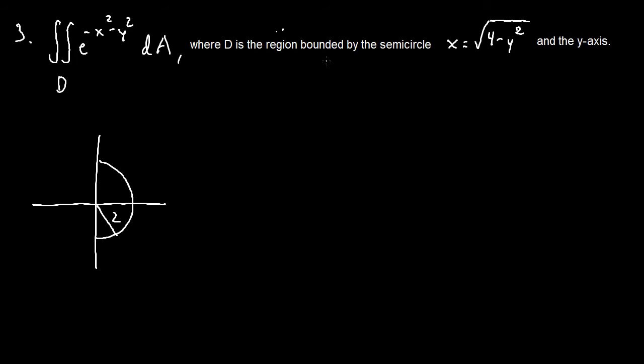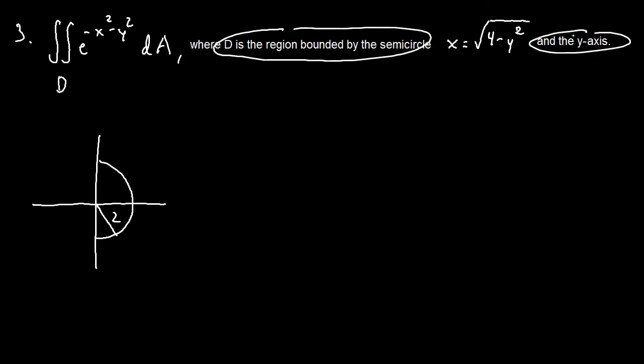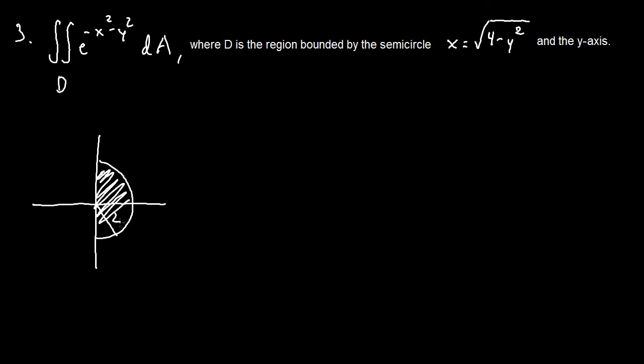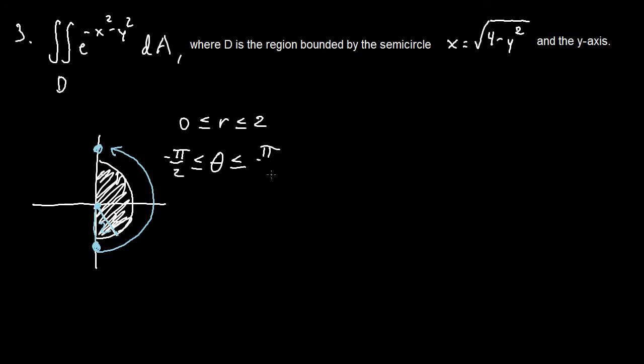Now it's telling us that D is the region bounded by the semicircle and the y-axis. So we're basically looking at this entire region here. Now the bounds for r, the radius, are going to go from 0, obviously, to 2, because the radius is 2. Now the bounds for theta, realize that it's starting at negative pi over 2, or negative 90 degrees, and then going all the way to positive pi over 2, or positive 90 degrees. So we can say that it's going from negative pi over 2 to positive pi over 2.